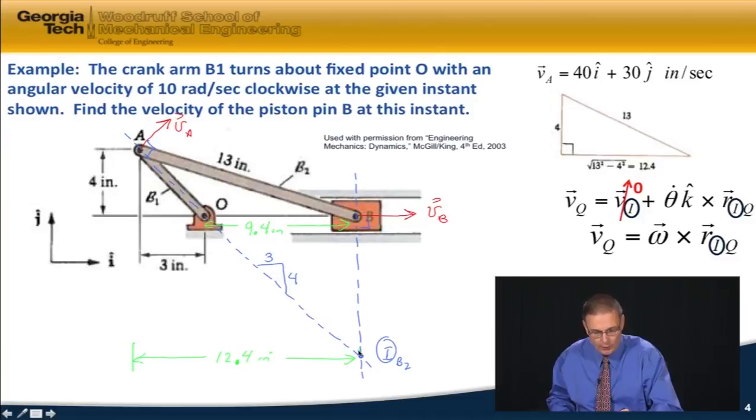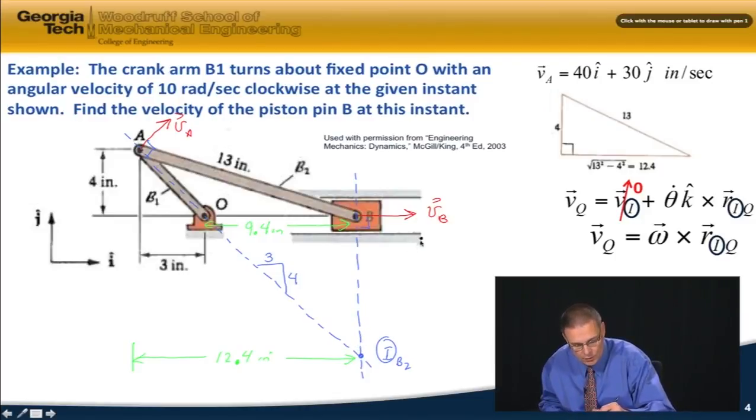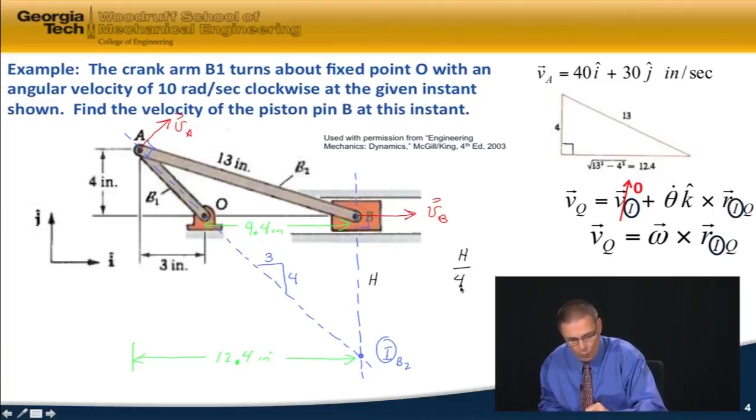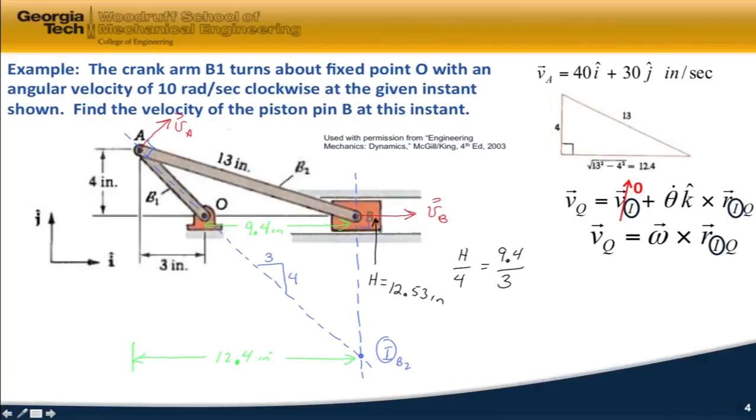And I want to locate the IC for body B2. I need to know this distance, or this height, which I'll call H. By similar triangles, I know that H is to 4 as 9.4 is to 3, and so H ends up being 12.53 inches, and that's the distance from here to here. So I've got the location of the IC for body B2. I can now use it to finish up the problem.